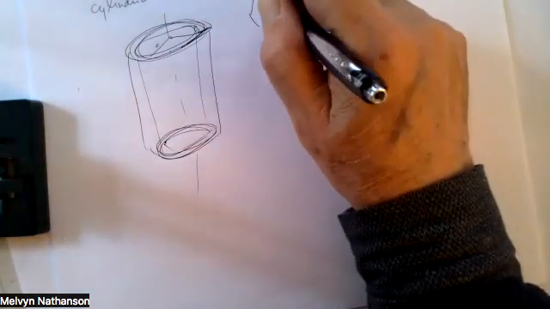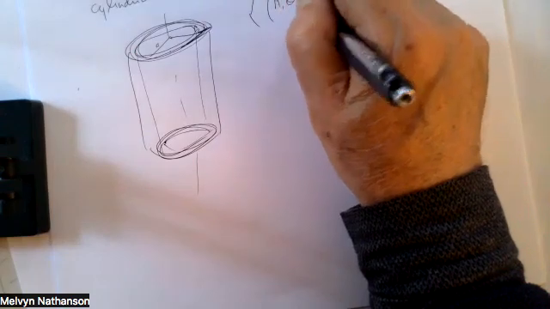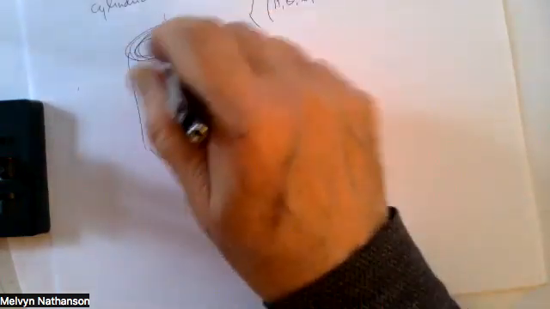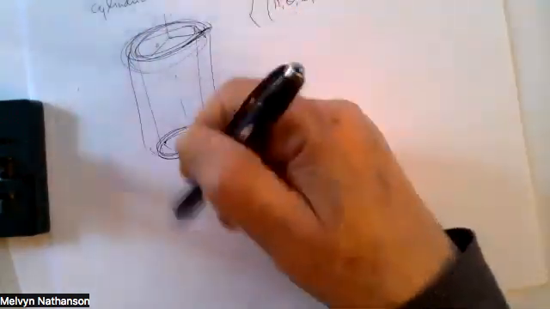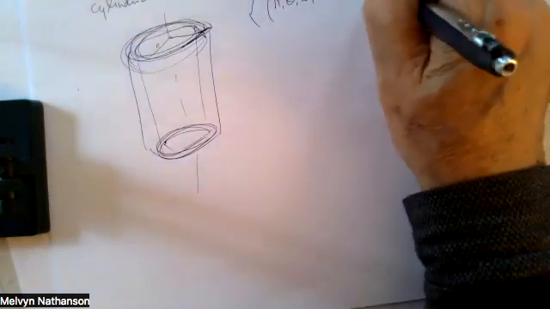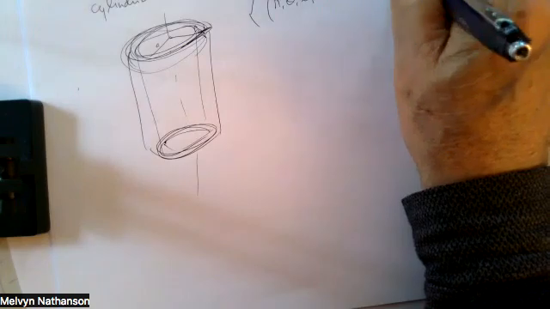In cylindrical coordinates, it's all points with cylindrical coordinates r, theta, and z. Theta can be any number from 0 to 2 pi. It's anywhere around the circle. Z can be any number, but r is between a and b.